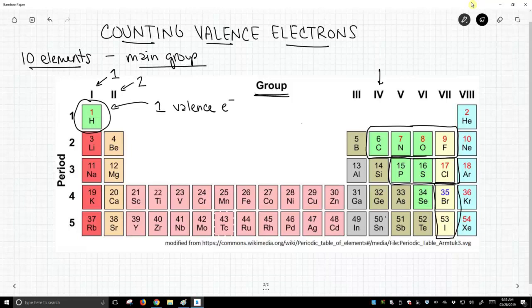Carbon is in group 4. It has 4 valence electrons. Fluorine, chlorine, bromine, and iodine are in group 7. They have 7 valence electrons. So this is a really simple way to use a periodic table to know how many valence electrons you have.